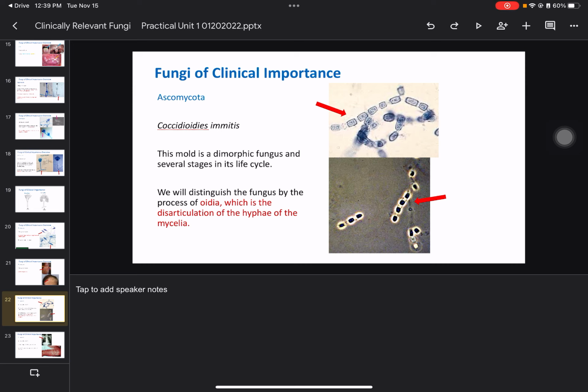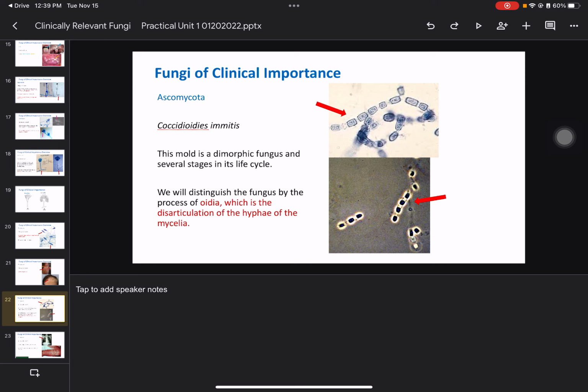So the pieces that almost look like a ladder are the ones you're talking about, the oval? Yes. Those are what we call arthrospores or arthroconidia. Okay? Good? So if you see these things, it's gonna be Coccidioides immitis.